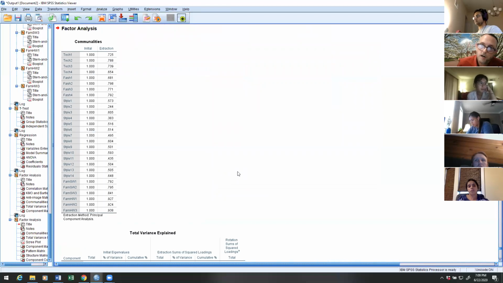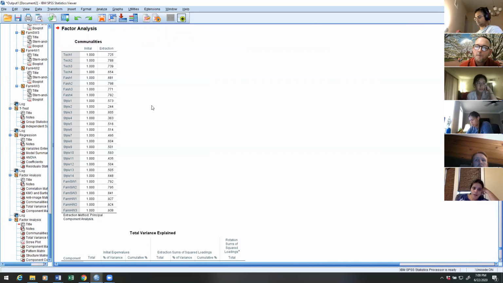All right, so communalities. This table doesn't really give you a huge amount of information. In fact, I don't really ever look at it much, except if you see things that are particularly low, like 495, 383, 244. What this suggests is that this particular variable doesn't explain much variance in any way to the rest of the data set.